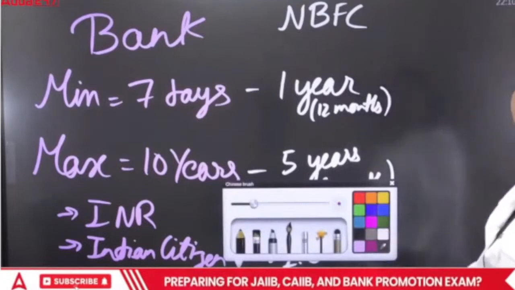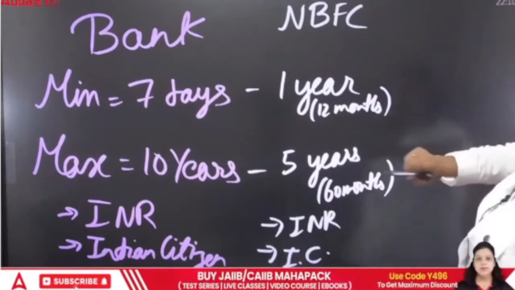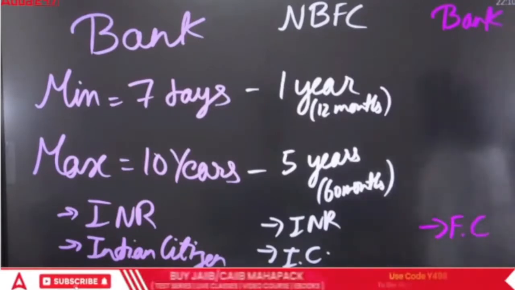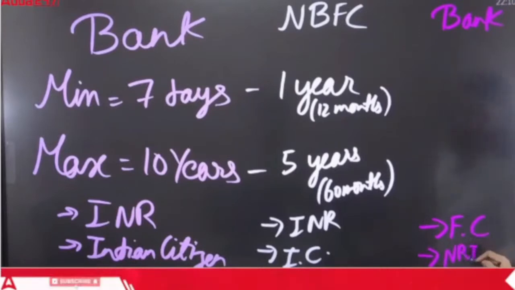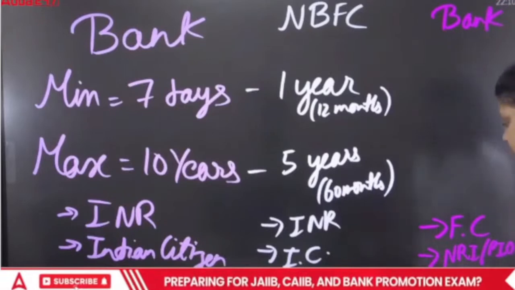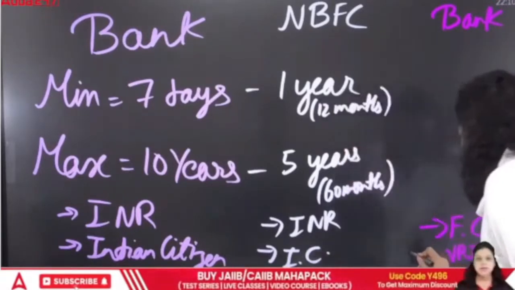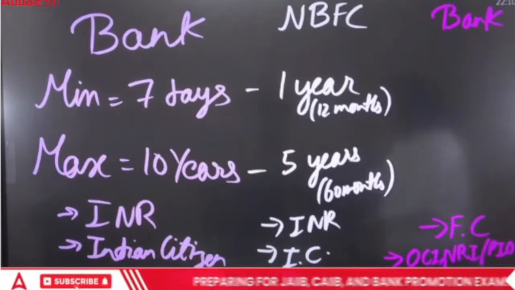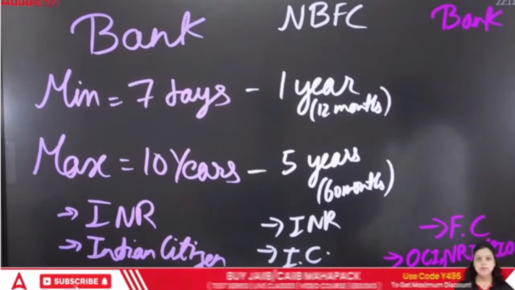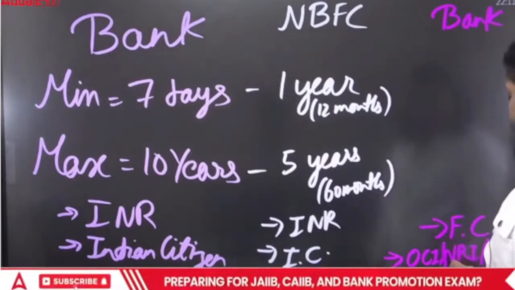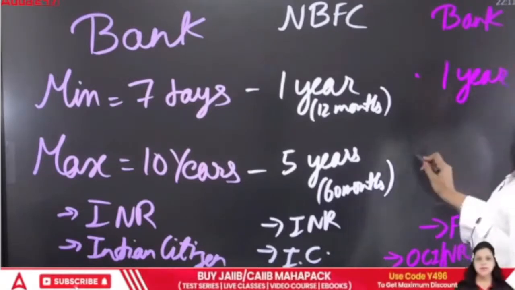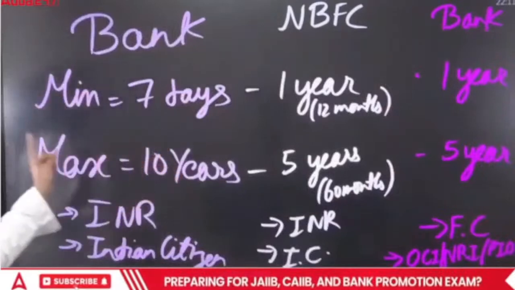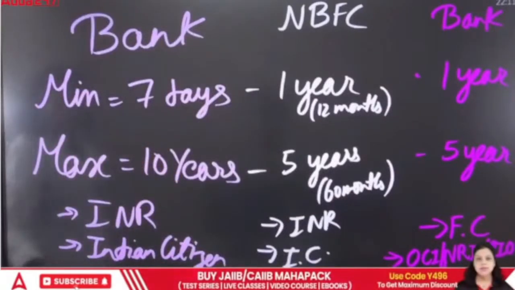Now, the third case we have is FD in foreign currency. The FD will be in a bank, but it will be in foreign currency, FC, and it will be maintained by NRIs, PIOs, and OCIs. What does OCI stand for? Overseas Citizen of India. NRI is Non-Resident Indian, and PIO is Person of Indian Origin. If the foreign currency FD is opened by any of these, the minimum duration will be 1 year and the maximum duration will be 5 years. Clear? So do remember that the FD tenure will be different in these 3 conditions. Okay, next.